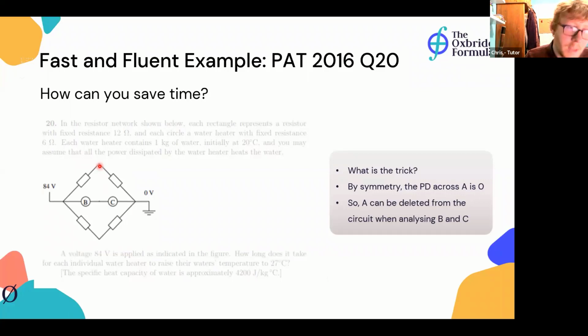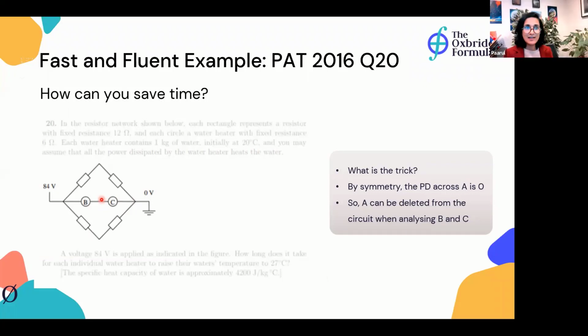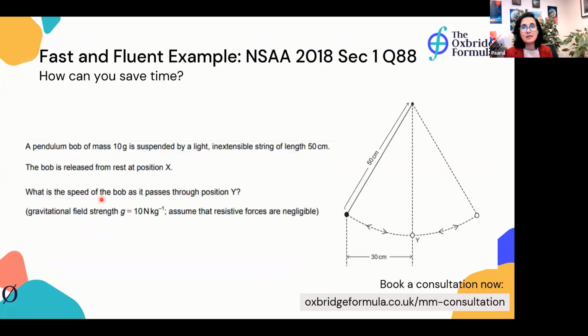If the two ends are at the same potential, it doesn't matter what's in between them. It won't affect the rest of the circuit. So we can just get rid of it. And once we do, it's much simpler because now we just have three branches in parallel, each of which is made of two identical components. And so we simplified the circuit a lot for ourselves. And you could just do that in 5 seconds. Okay, great. Let's have a look at another one.